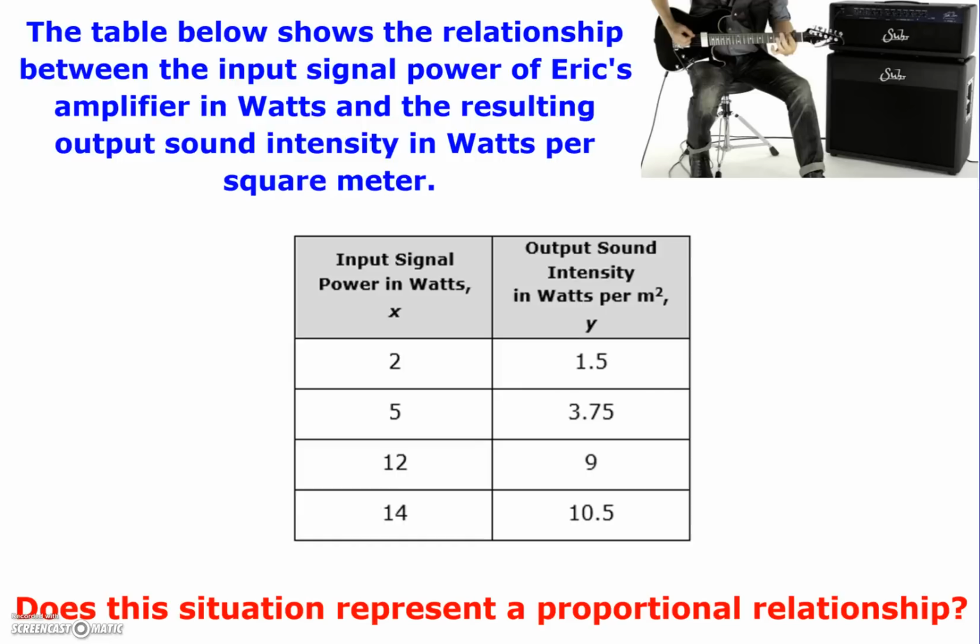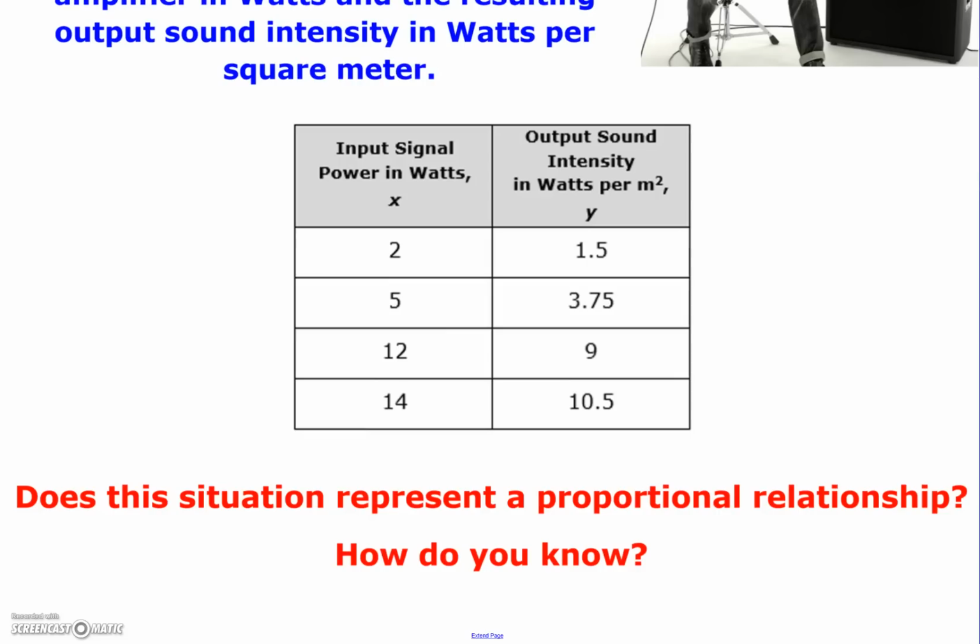So let's begin. The table below shows the relationship between the input signal power of Eric's amplifier in watts and the resulting output sound intensity in watts per square meter. It says, does this situation represent a proportional relationship? How do you know? Remember, first step is to find change in Y divided by change in X.